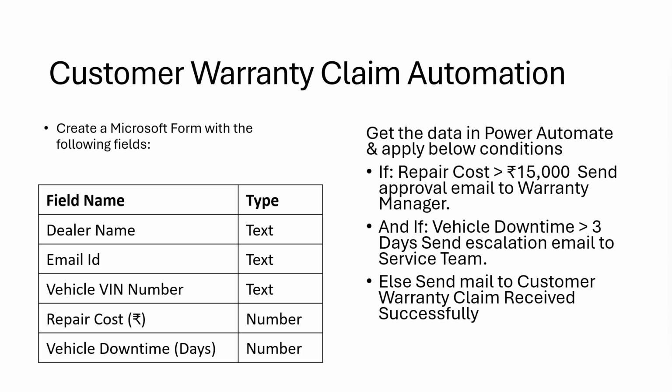If both the conditions are okay, 50,000 and downtime more than 3 hours, I want to send the mail to my service department. Third one, if it's not more than 50,000 and not more than 3, then you have to send the mail to the customer. You have to create this flow. How are you going to create it? You decide. First, create a form. Based on the form, check the conditions.